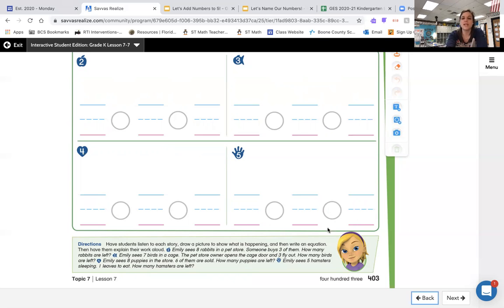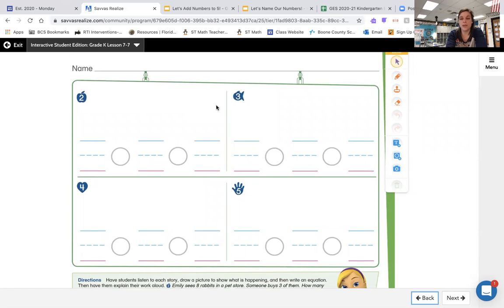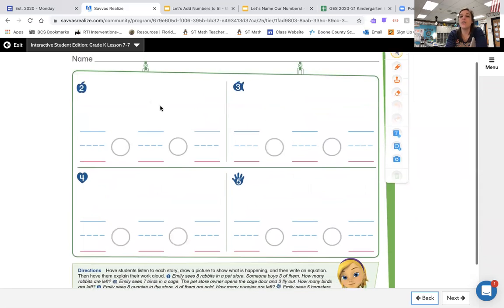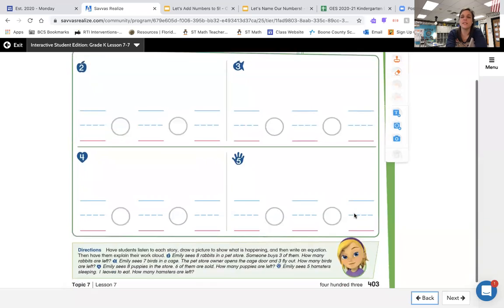Let's look at number 2. It says, Emily sees 8 rabbits in a pet store. Someone buys 3 of them. How many rabbits are left? So right here, you need to be drawing 8 circles. Write your number 8. You need to X out 3 of them. Write your number 3. Circle your leftovers and write how many are left. Also, don't forget your symbols, your subtraction sign, and your equal sign. Okay? So go ahead and pause the video and complete number 2. If you forget what the numbers are or the story is, definitely rewind.